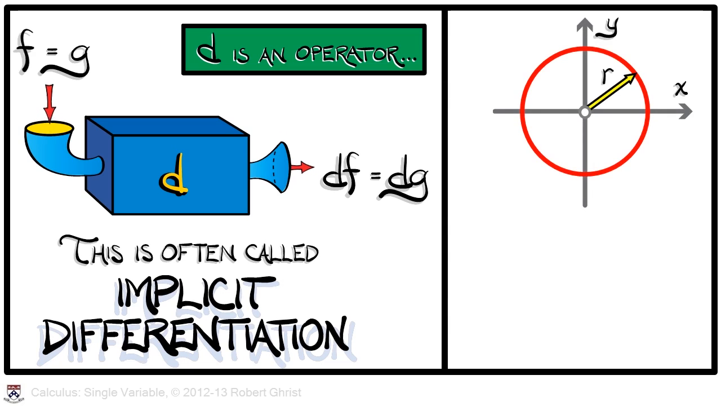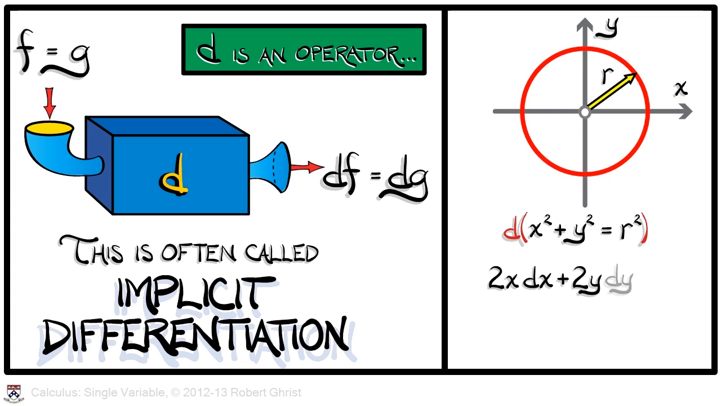For example, if we want to know the slope of the tangent line to a circle of radius r centered at the origin in the xy plane, then what would we do? We would write down the equation of that circle, x squared plus y squared equals r squared, and then we would differentiate the entire equation. Applying the d operator gives us what? d of x squared is 2x dx. d of y squared is 2y dy. What is d of r squared?